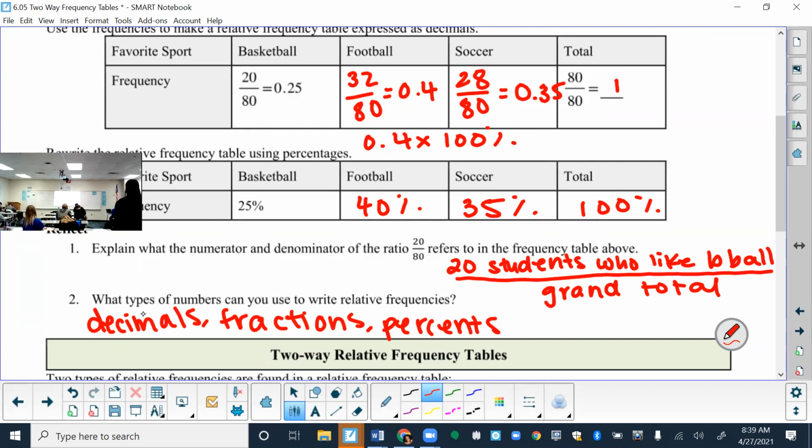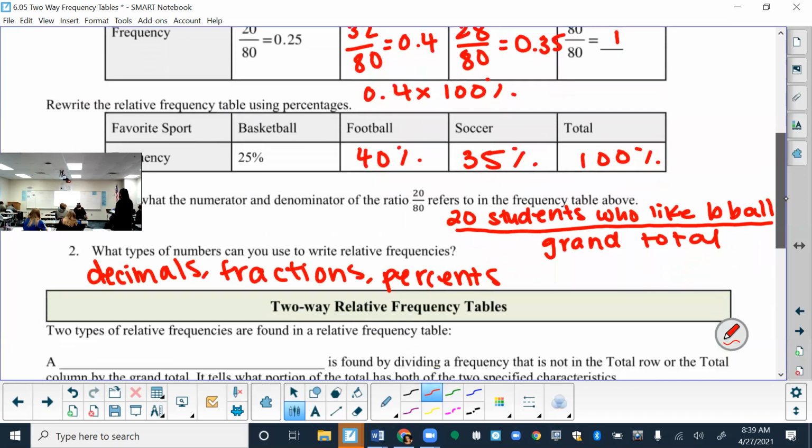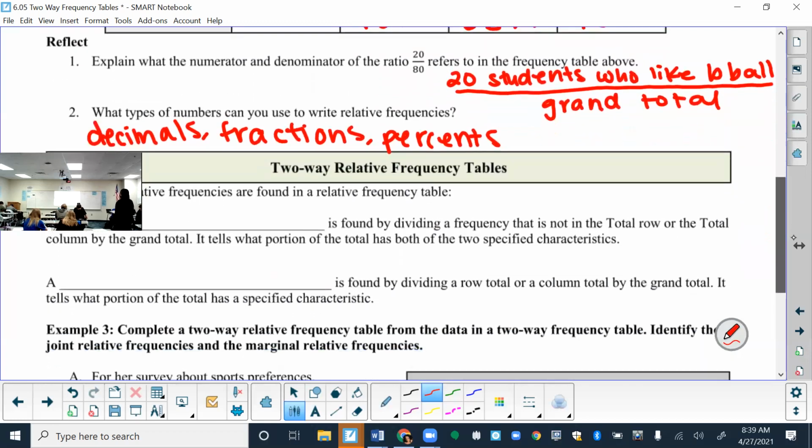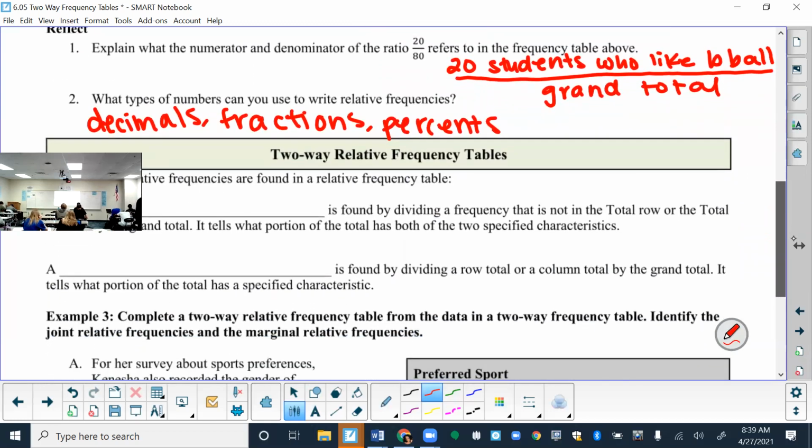All right, so you might see a relative frequency table represented as any of these three. I'd say usually percents, but you might see them as decimals like on your test. Any questions?